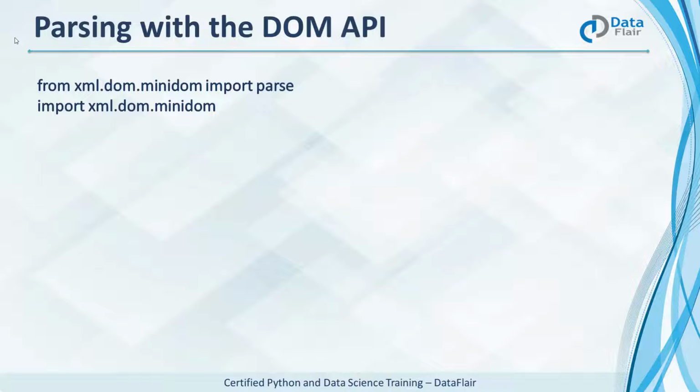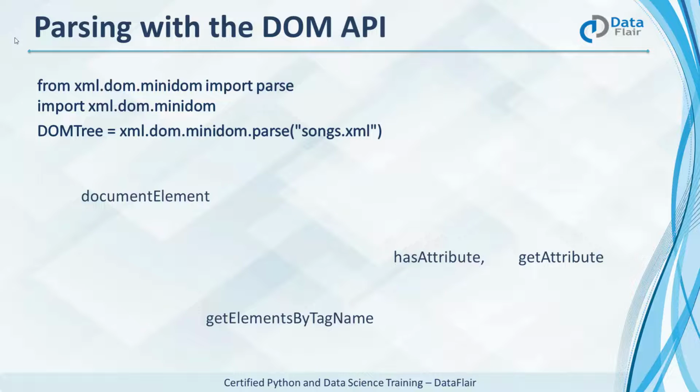We import parse from minidom and also import minidom. We use the parse function to open the XML document. We also use other functions like document element, has attribute and get attribute, and get elements by tag name. This way we get the details for all three songs.